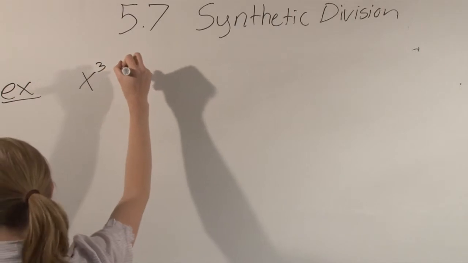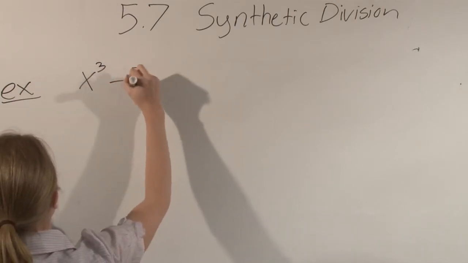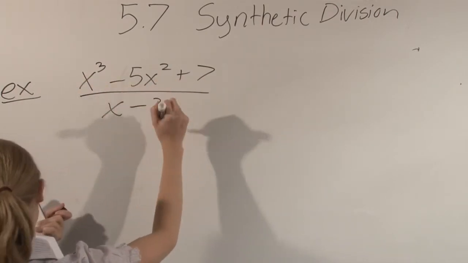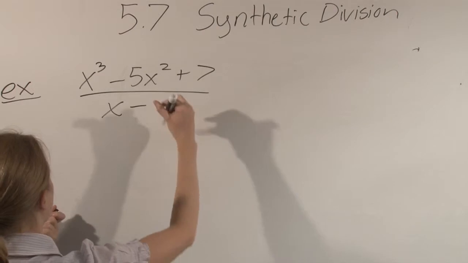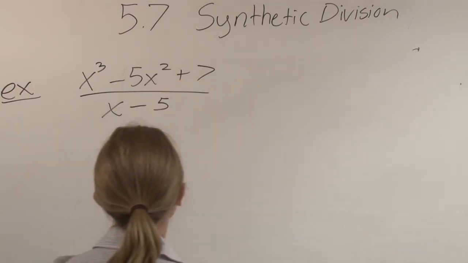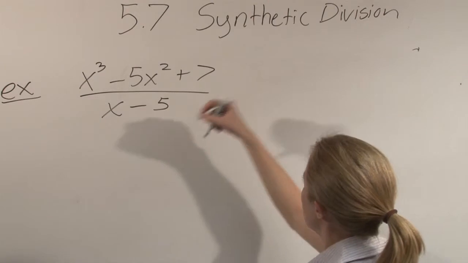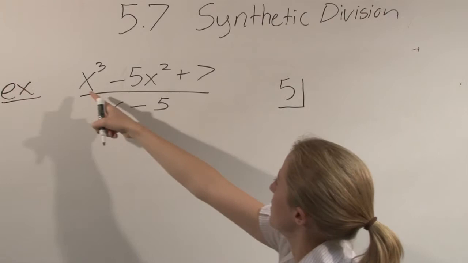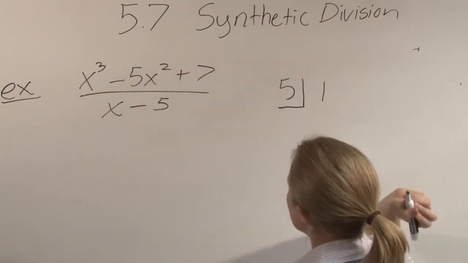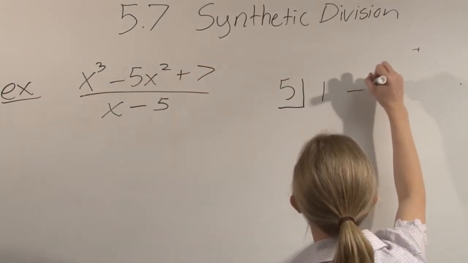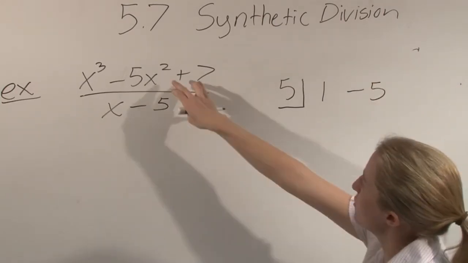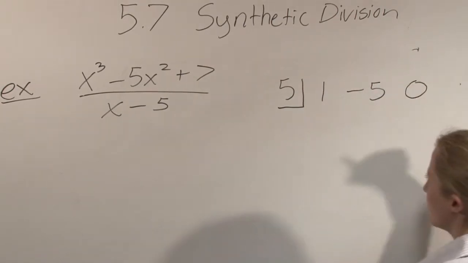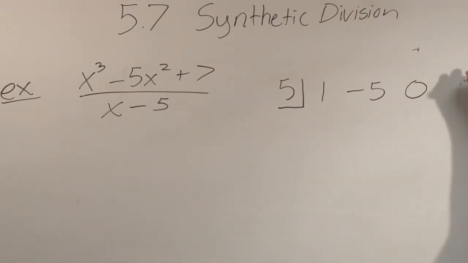X cubed minus 5x squared plus 7 over x minus 5. So I have my x minus 5 here, so the 5 is going to go here, and then I'm going to take the coefficients. So the x cubed is a 1, the x squared had a coefficient of negative 5, and then there's no x to the 1 term here. So I have to put a space for it, so I'm just giving it a 0. And then there will be a 7.